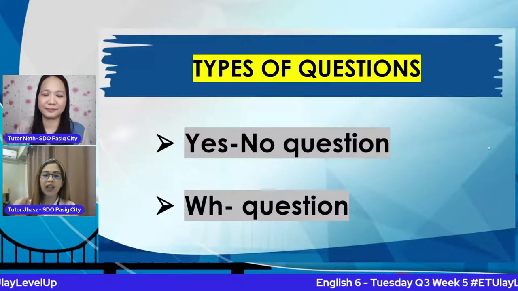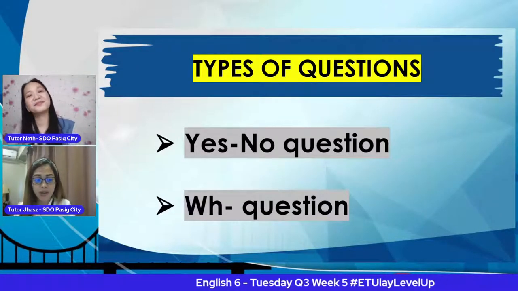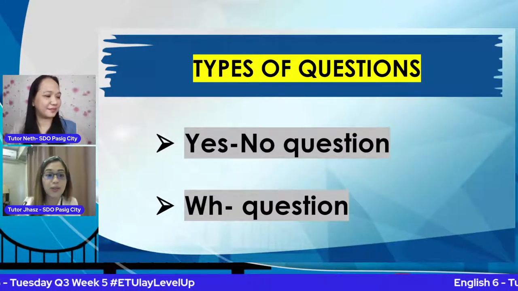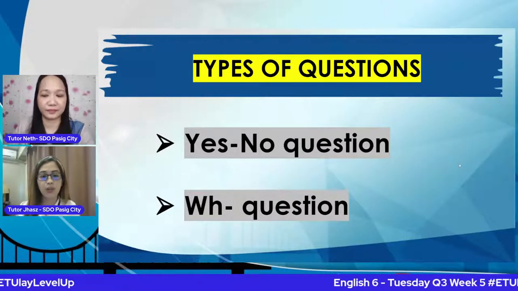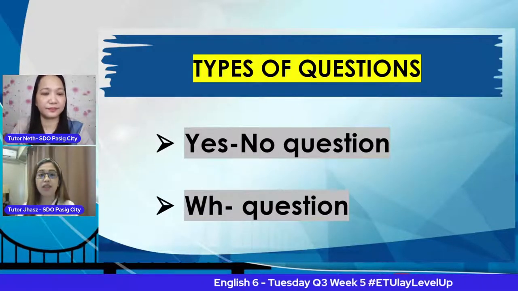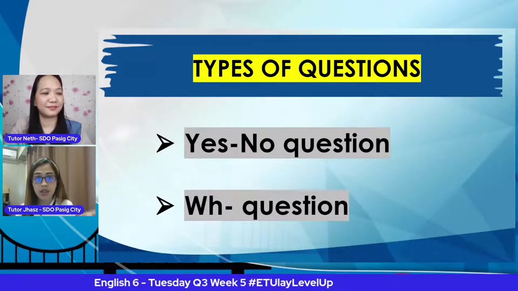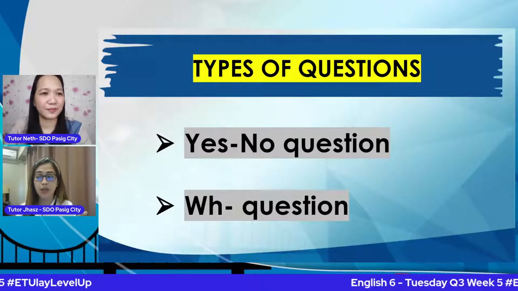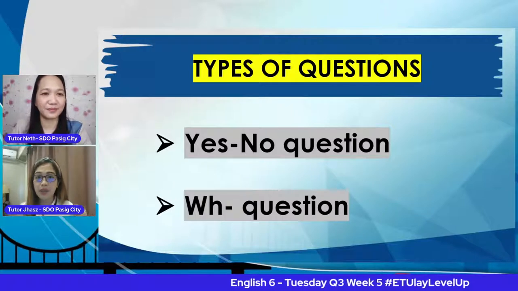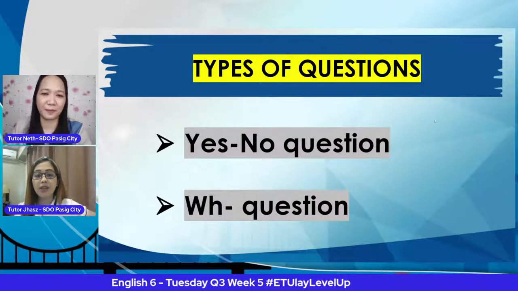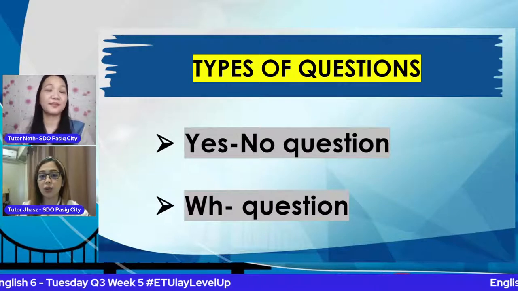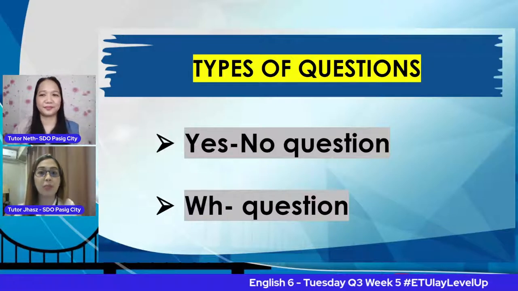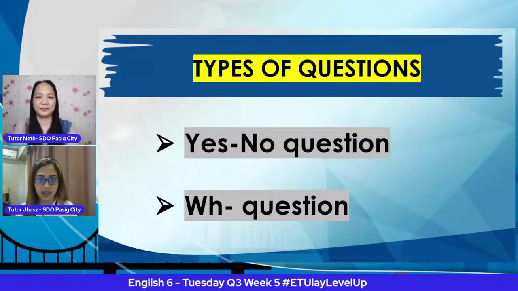All right. So the next one we also talked about is types of questions. In order for us to answer the questions properly, we have to identify first what kind of question it is, whether it's a yes or no question or a WH question. A yes or no question is answerable by yes or no. Very easy, right? And WH questions are those that start with what, where, why, etc. A WH question is not necessarily yes or no. It requires information, details or explanation, right?